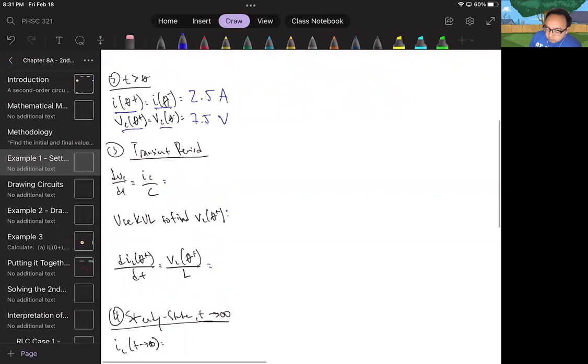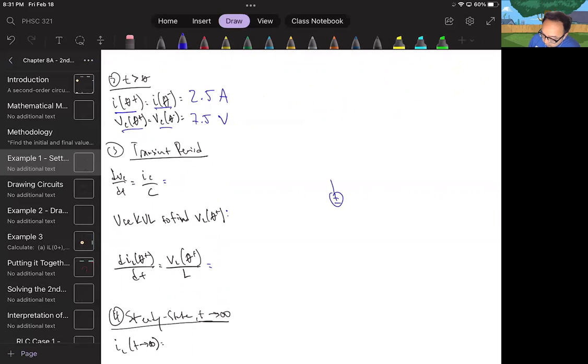Third step, you want to look at the transient period. So this is looking at dV/dt, and we can go ahead and use the formula, the current of the capacitor divided by the capacitance, to solve for this circuit. Now, the transient period, now that the switch activity has occurred, your new circuit should look like this.